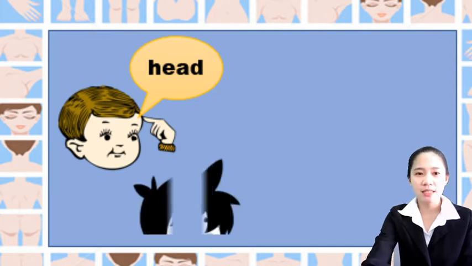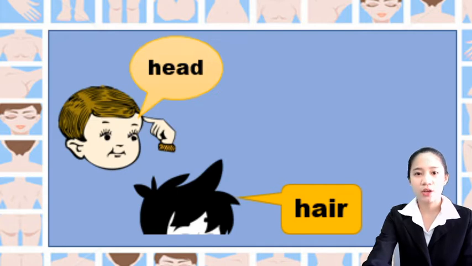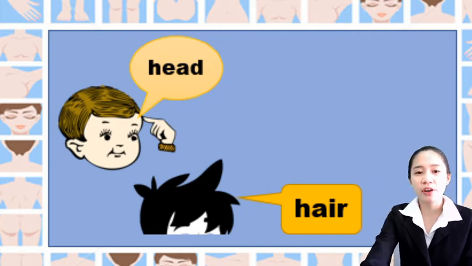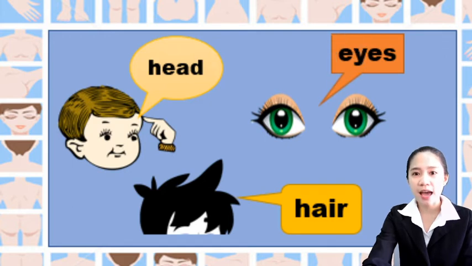Next part is hair. So this part is our hair. Everybody touch your hair. So what is the color of your hair? Yes, the color of your hair is black. Very good.